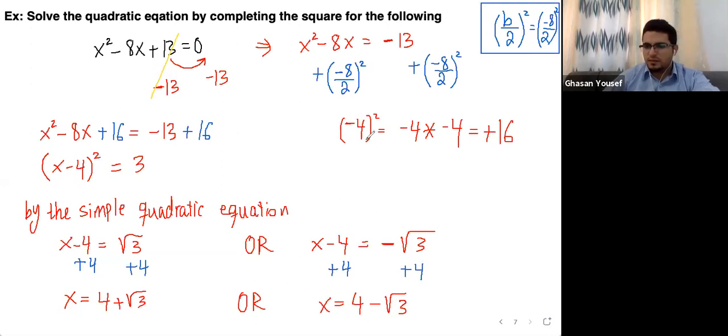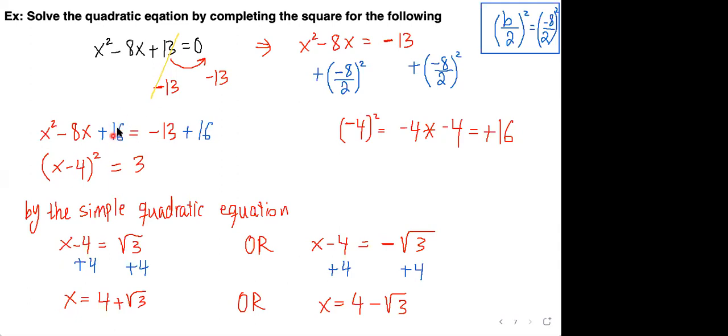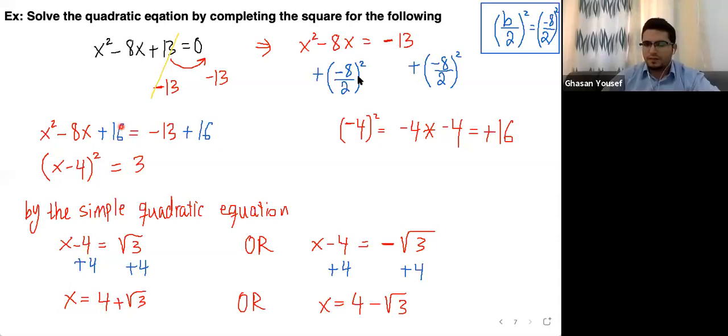How did we get the positive 16? Yeah, this one. You ask about this one? Yes, this 16. So I get this one from the blue one: minus 8 over 2 squared is minus 4 squared. And minus 4 squared is minus 4 times minus 4, and this equals positive 16. I put it here, and the same thing here. Minus 13 is the same thing, adding 16 to both sides.